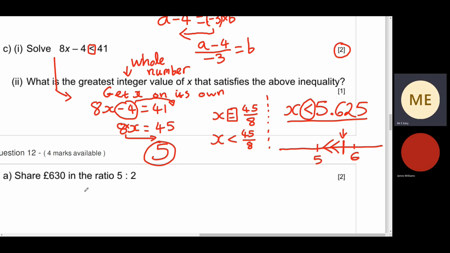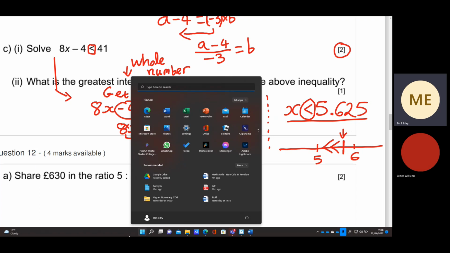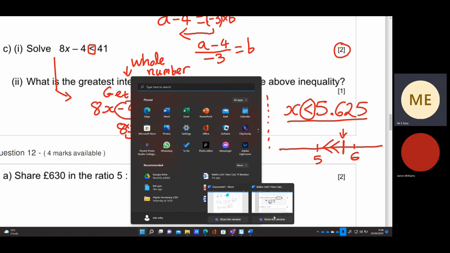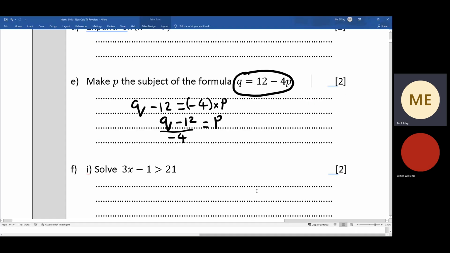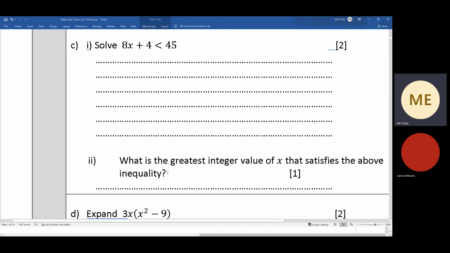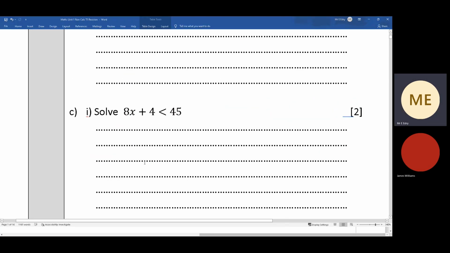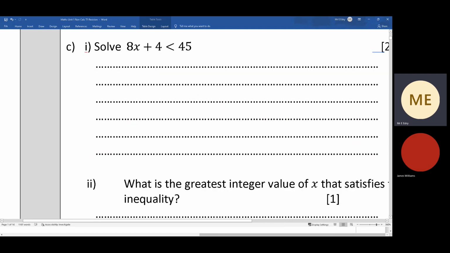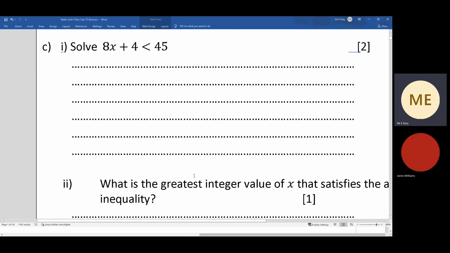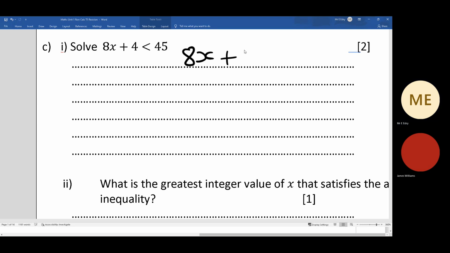Okay, so I'm going to put a similar one up on the board, which we can try on paper. So let me get this one up. There we go. So we have this one. So we want to solve this inequality. So we have 8x plus 4 is less than 45. So if I think of it as an equation, you've got 8x plus 4 equals 45.